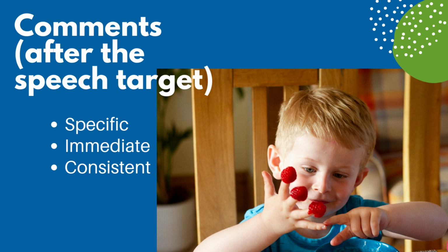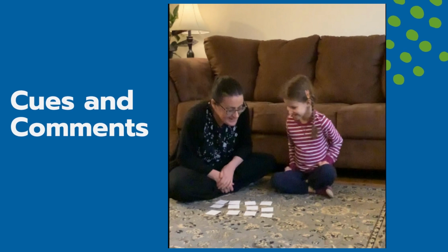We want the speaker to understand what getting it right means by giving specific comments, like, "I heard you using your sound," or "Wow, your tongue stayed hidden when you said the s sound," or "Oops, I didn't hear your f sound that time. Let's try it again with lots of air." Here is a mom and daughter practicing the sh sound, shh, with a homemade matching game. In this video, listen and look for how mom uses cues and comments.